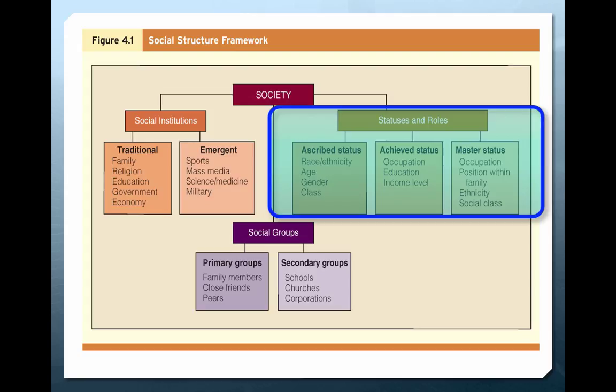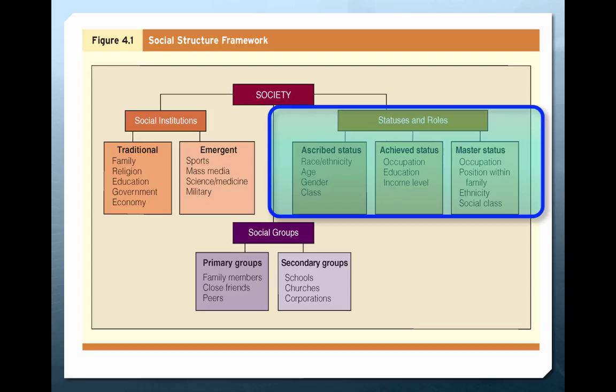Now, there's a term that's called status sets. Status sets are made up of all the statuses that a person occupies at a given time. For example, I'm a brother, I'm a father, I'm a teacher. These are different statuses that I have, and this would become part of my status set. You all have your own status sets, and many of them will be different from each other, based on the different things that you're a part of.